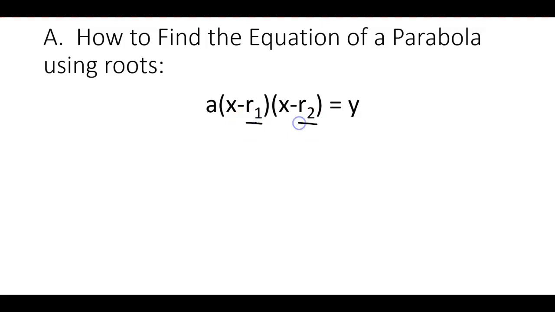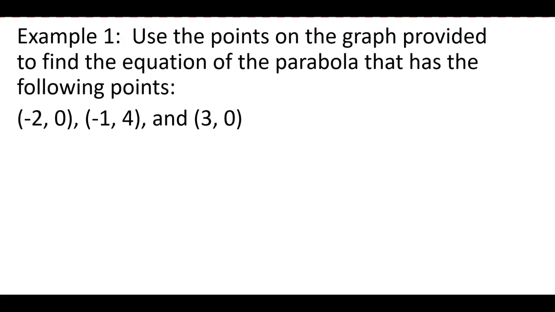The R1 and the R2, those represent the roots, okay? A is just some constant, the one that tells you whether it's a happy face or a sad face. You guys can imagine that if I tell you two roots, couldn't that be a happy face or a sad face? It could be either one. So we don't know what the A is, so we have to find the A. But what I'm going to do is give you the two roots, and then I'm going to give you another point. We'll use that to find the A. After that, we'll be able to write our equation out. So let's do one of these.